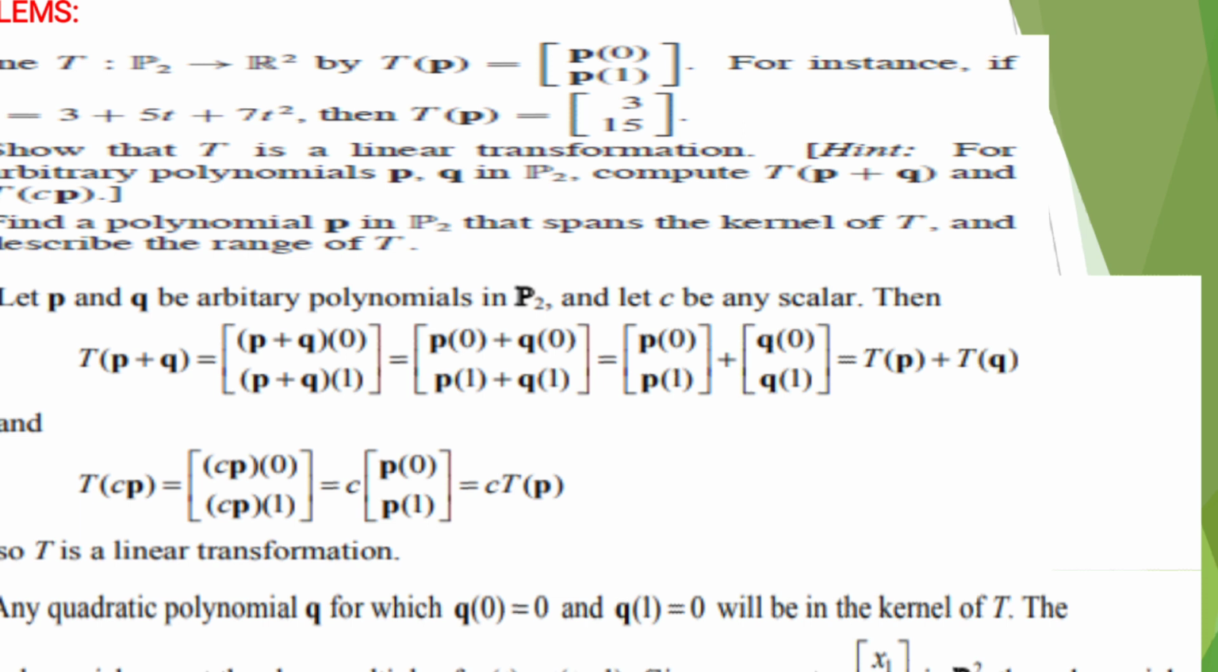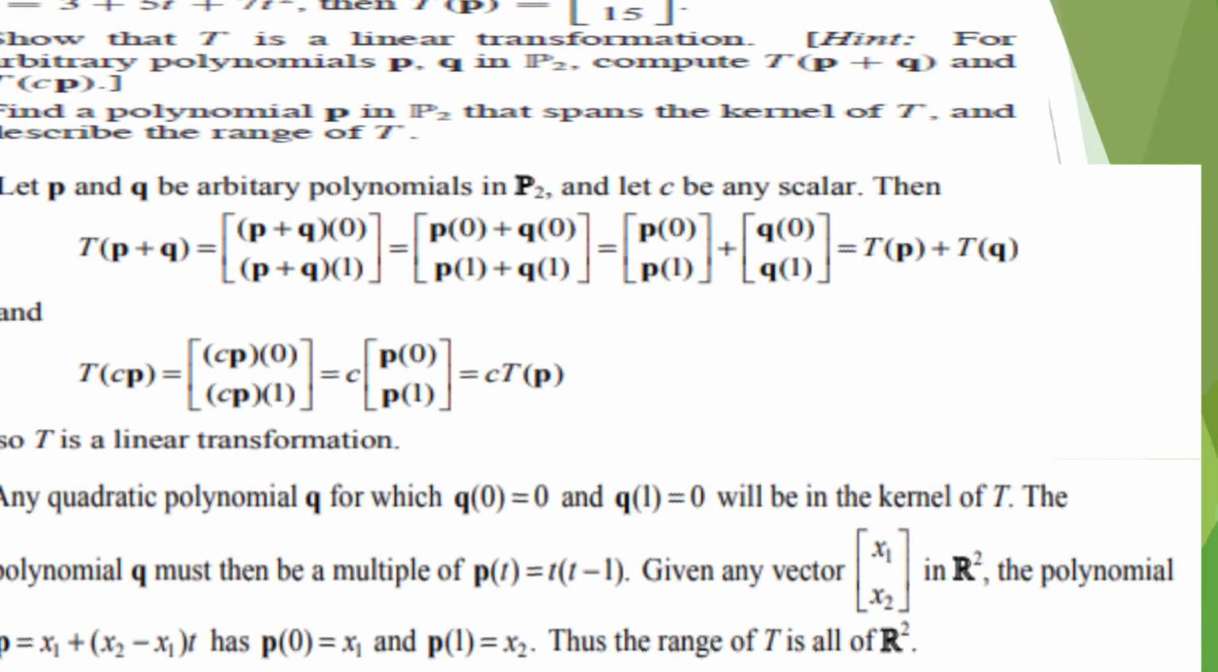So p, q belong to P2, and these elements satisfy the condition T of p equals p of 0, p of 1. Now T of p plus q equals (p plus q) of 0 and (p plus q) of 1. So here p of 0 plus q of 0, p of 1 plus q of 1. So we write p values plus q values, and we say that T of p plus T of q. The first condition is satisfied. In the same way, T of cp equals c times T of p. So these two conditions are satisfied, and we say that T is a linear transformation.